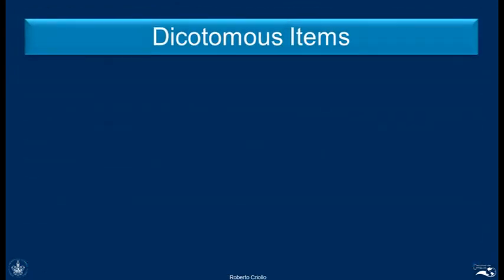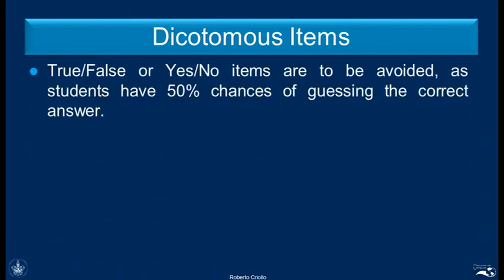Another kind of item that I want to show you are dichotomous items. Now, these are what we know usually as true or false, or yes and no. These kinds of items are to be avoided for tests because of the obvious reason that the students have 50% chances of guessing the correct answer even if they don't have the knowledge.